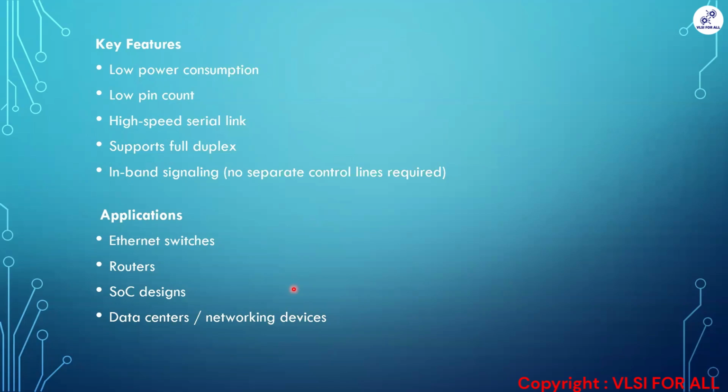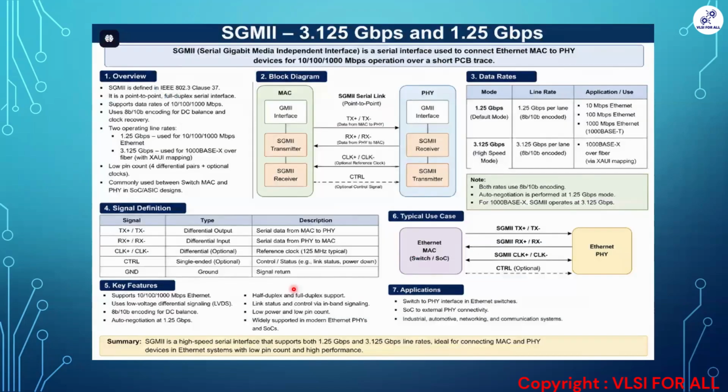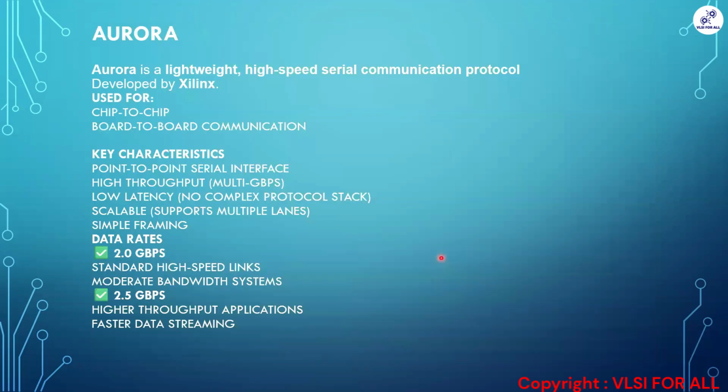Coming to the applications, we have Ethernet switches. For Ethernet switches and routers, SoC designs, data centers, and networking devices, we will use this SGMII. If you see this diagram, we can understand in a simple format and quickly see the signals, where it is used, its key features, signal definitions, data rates, and applications.